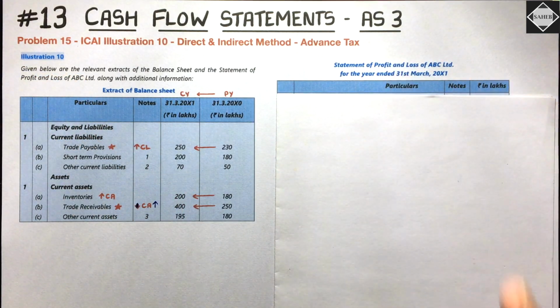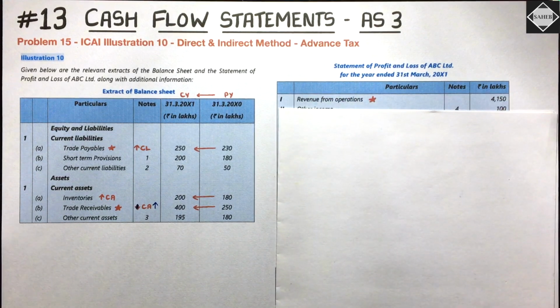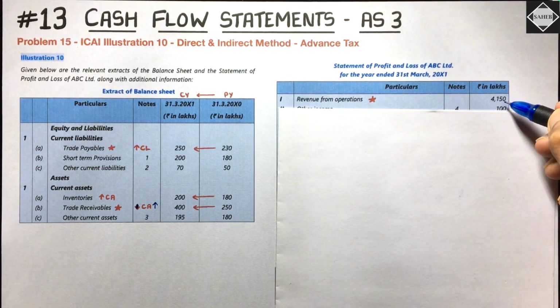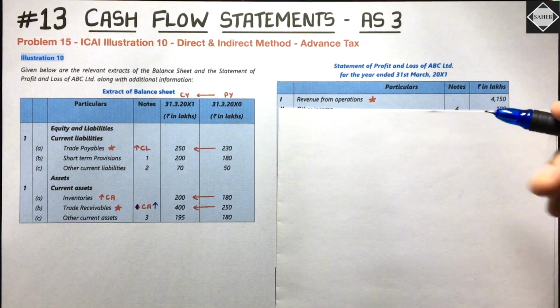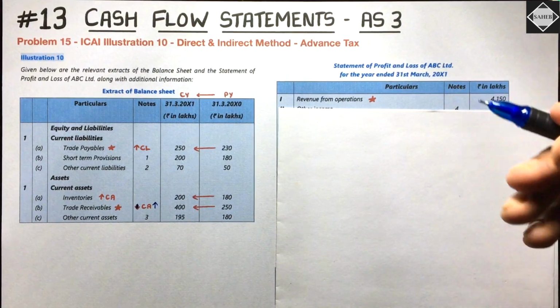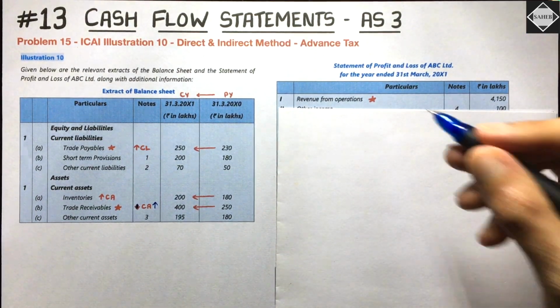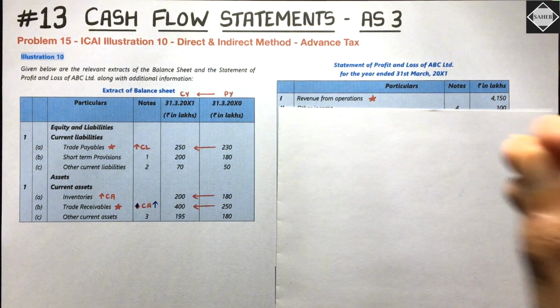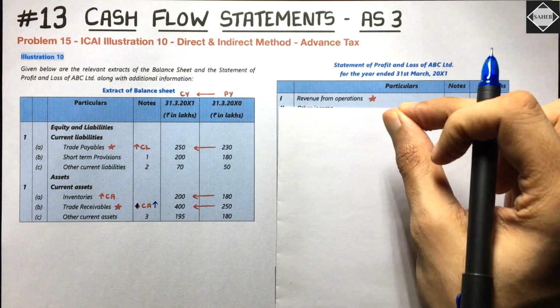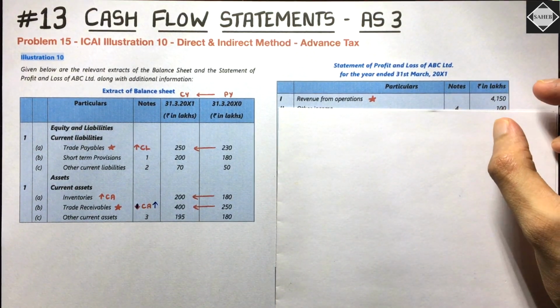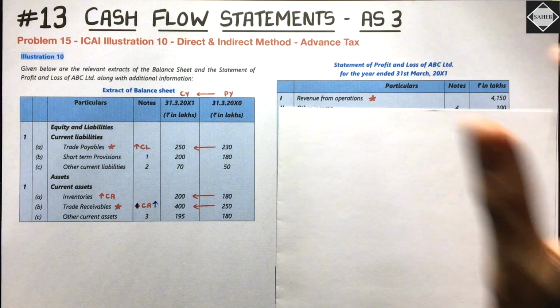Next, let's go to the statement of profit and loss. See, first, what do we have? Revenue from operations, sales, 4,150. Now, what are we going to do with the sales? We have to see in the adjustments whether the question has told us how much of it is cash sales or credit sales. But if the question is completely silent, and that's the case in this question, then we are going to assume this 4,150 is completely credit sales.